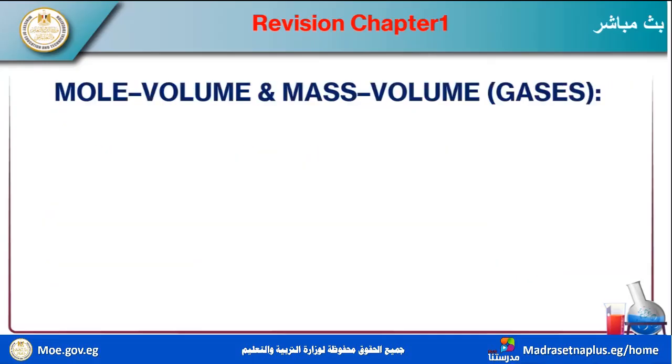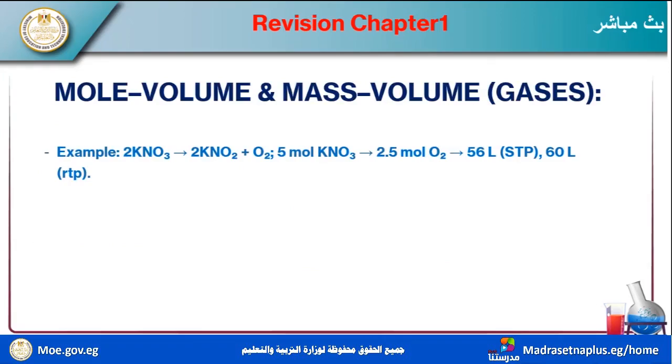Now we can convert moles to volume, or mass to volume, in these gases. It's easy to do that by studying the relations between these laws. Example: 2KNO3 produces 2KNO2 plus oxygen. 5 moles of KNO3 produce 2.5 moles of oxygen, equal to what? 56 liters at standard temperature, 60 liters at room temperature.